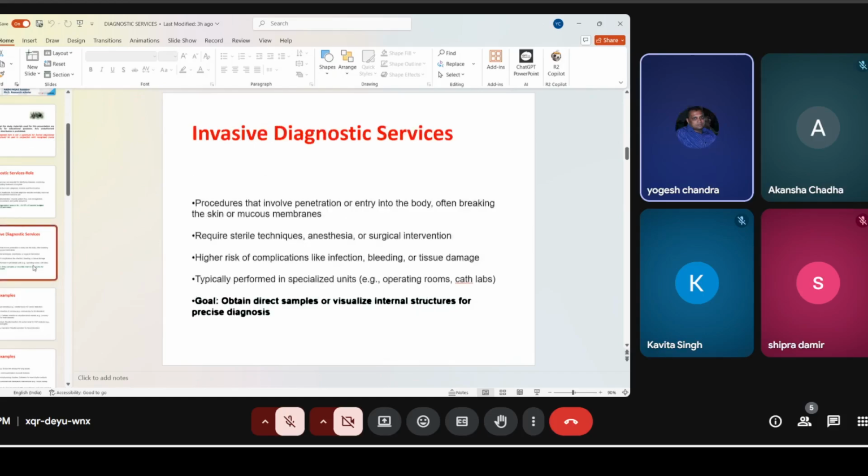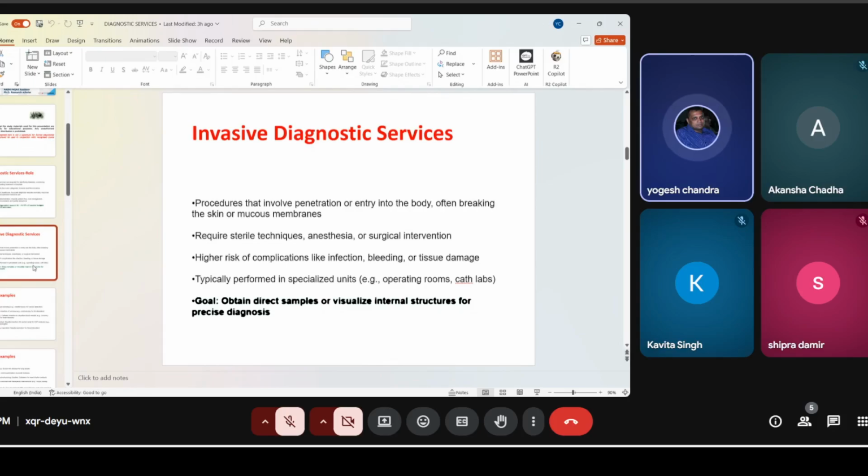Now, as I told you, there are two types of diagnostic services. First, I will tell you something about the invasive diagnostic services, and the word itself says this is a procedure that involves some kind of penetration or entry into the body, often breaking the skin or mucous membranes. And this requires, because you cannot put anything into the body without proper hygiene or cleanliness, that particular equipment require highly sterile techniques. You need sterile technique. You need sometimes anesthesia also, or sometimes you need surgical intervention also.